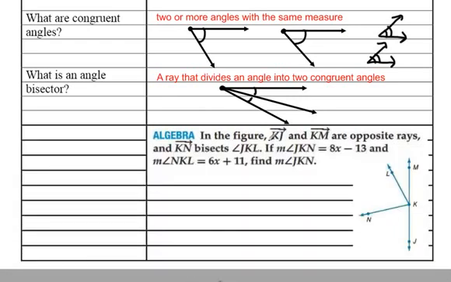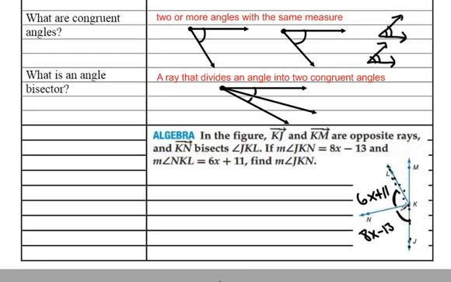Let's say in the figure that ray KJ and KM are opposite rays, and that KN right here bisects JKL. So that means we should automatically put an arc here and an arc here because we said that KN was the angle bisector. Then they said that JKN, this angle right here, is 8x minus 13, and we want to be marking this in our picture, and you will have drawn this picture. And angle NKL, N to K to L, is 6x plus 11.